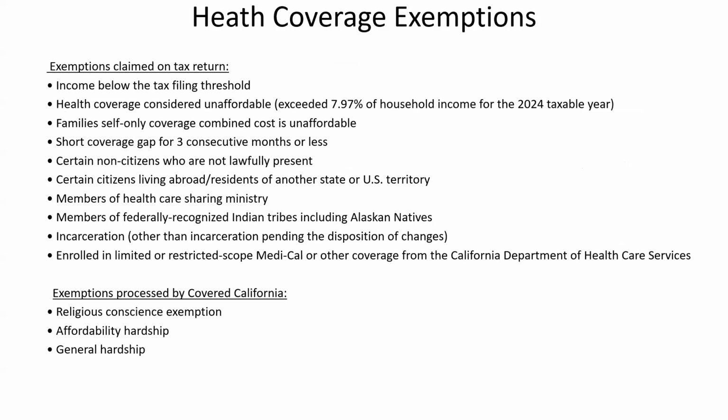So here's a laundry list of your health care or health coverage exemptions. And usually when you're talking about an exemption in the VITA program, it's going to be an individual who is either indigent or very low income. And the bottom line is they can't afford it. So that would be one of those exemptions. And then sometimes you have exemptions that are actually processed by Covered California.